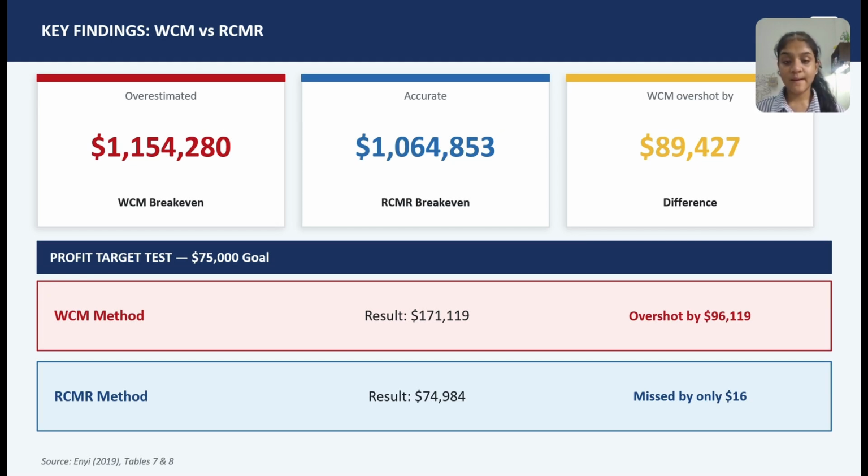Statistically, the RCMR also achieved a perfect correlation of 1.000 with the control variable compared to only 0.962 for the WCM, confirming its superiority.